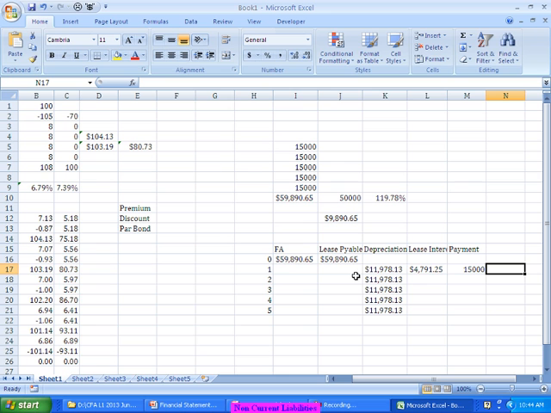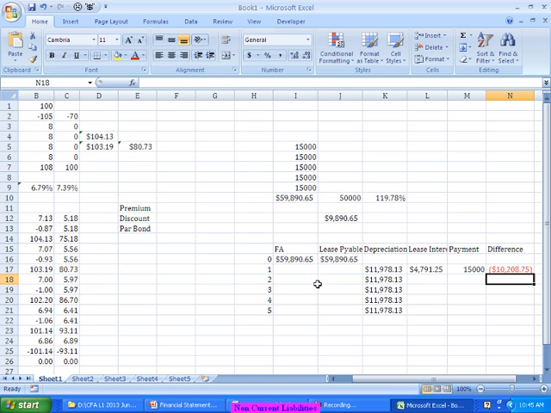If you have borrowed 59,890 at 8%, the interest part is only 4,791, but you are paying 15,000. That excess whatever you are paying will reduce the lease payable part, just like the bond part. Right, so the difference, which is actual interest minus your payment, how much you are paying. So you are actually paying 10,000 extra.